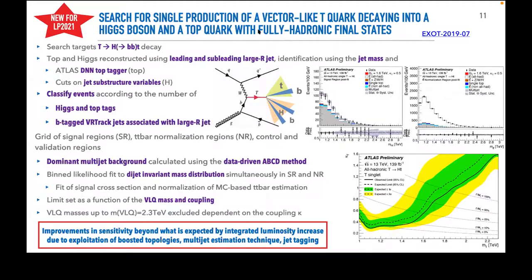And they fit the signal model cross section and the TT bar normalization. Again, they set limits as a function of the VLQ mass and the couplings, and they can exclude VLQ masses up to 2.3 TeV, depending on the coupling kappa. And really the exploitation of boosted topologies, jet tagging, and the multi-jet estimation technique helps to improve the limits a lot. So leaving now.